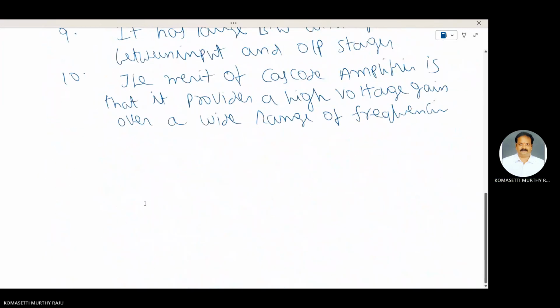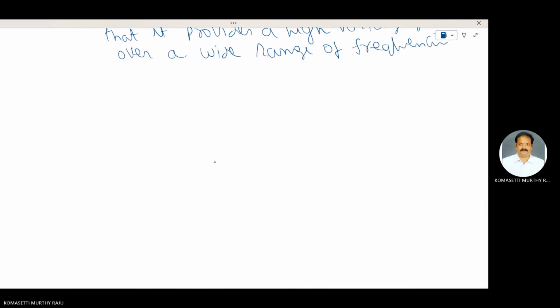Next one, circuit diagram of the cascode amplifier configuration is biasing circuit.